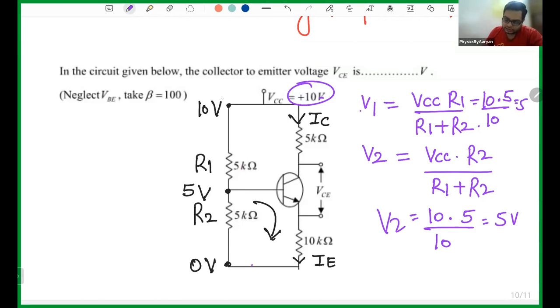And you can clearly see that this point is 10 because this is connected to 10, and this point is 5. So 10 minus 5 is 5. So the voltage across this is also 5, and this is also 5, because 5 minus 0 is 5 and 10 minus 5 is also 5. So the voltage difference across both the resistors is 5.